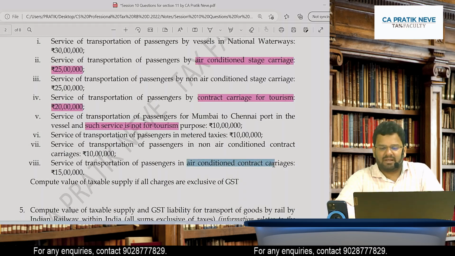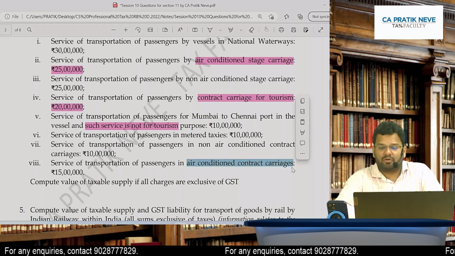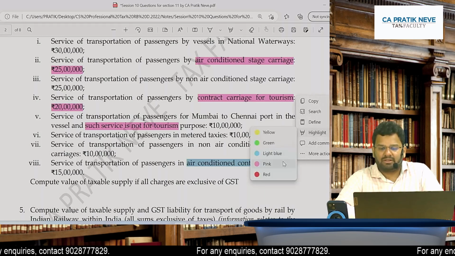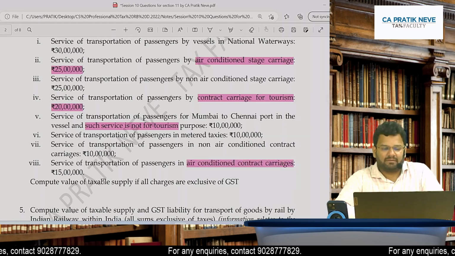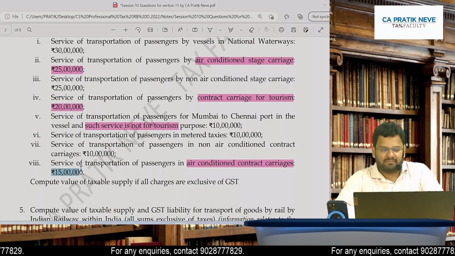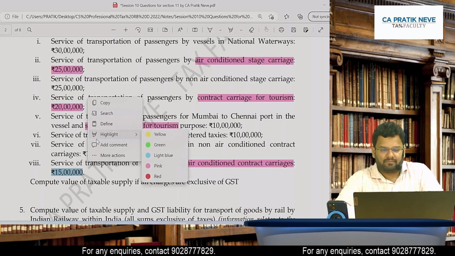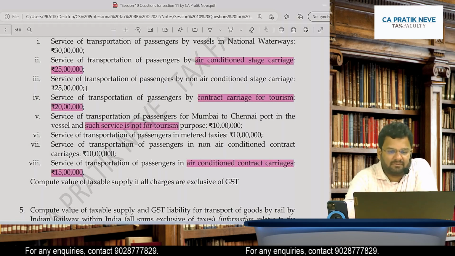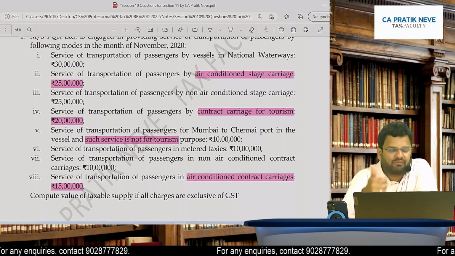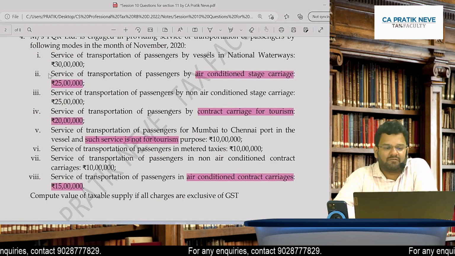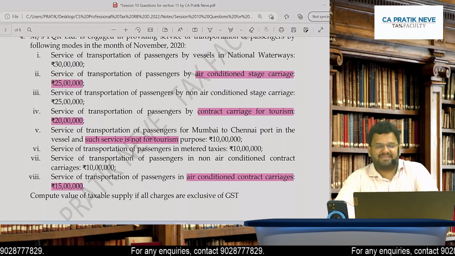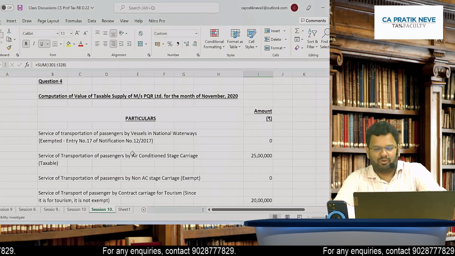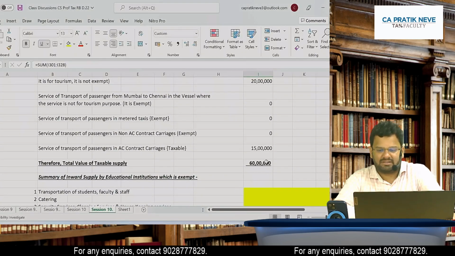So please tell me finally, what is your value of taxable supply, assuming that each supply given here is excluding GST. Yes friends. So basically 25 lakhs plus 20 lakhs plus 15 lakhs. Yes, the figures which I have marked. Is it 60 lakhs? Yes. Many of you have given the answer. Check. It is 60 lakhs.